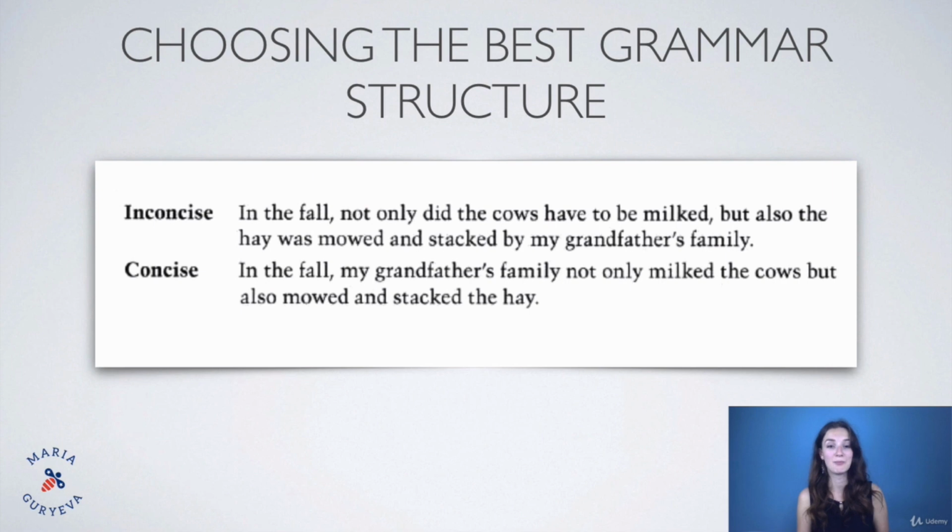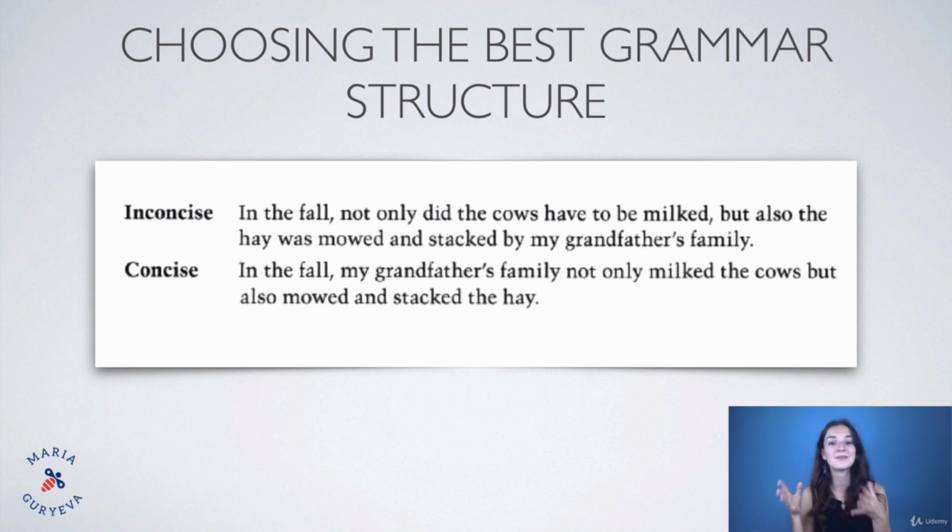Let's have a look at another example. In the fall, not only did the cows have to be milked, but also the hay was mowed and stacked by my grandfather's family. Let's have a look at the concise version. In the fall, my grandfather's family not only milked the cows, but also mowed and stacked the hay. So here we're saving about 3 words. So what happened here? In the inconcise sentence, we had the passive structure. The cows have to be milked, mowed and stacked by my grandfather's family.